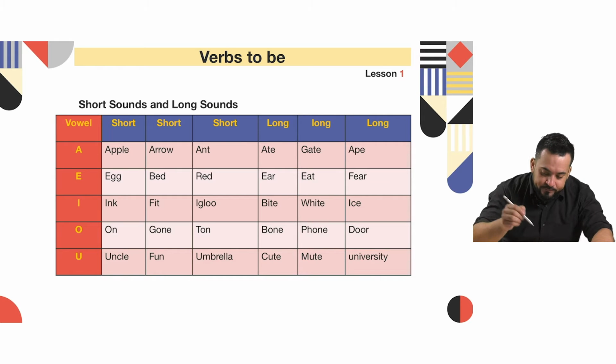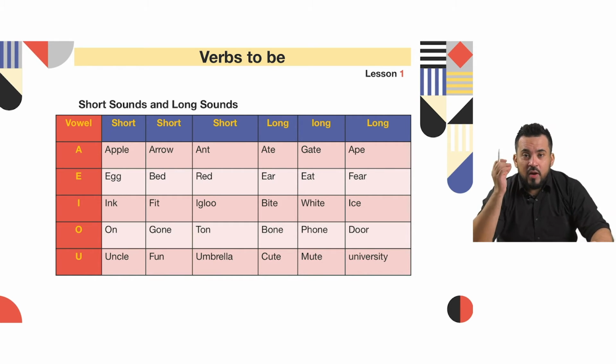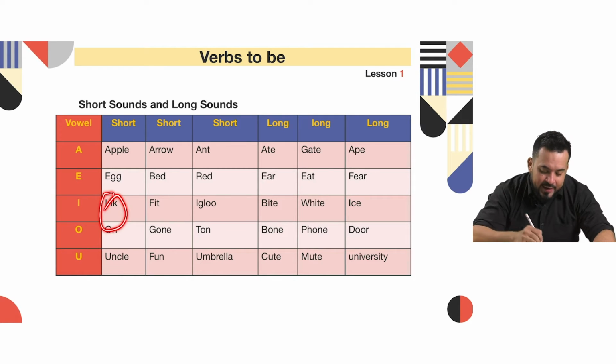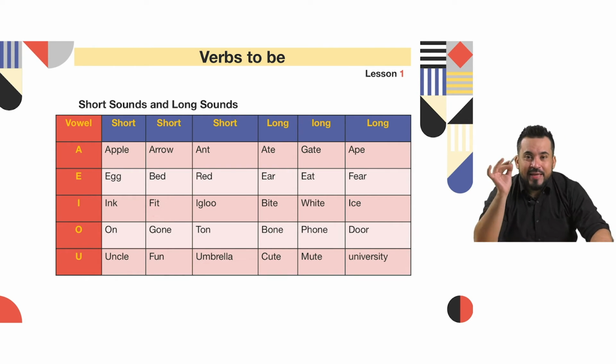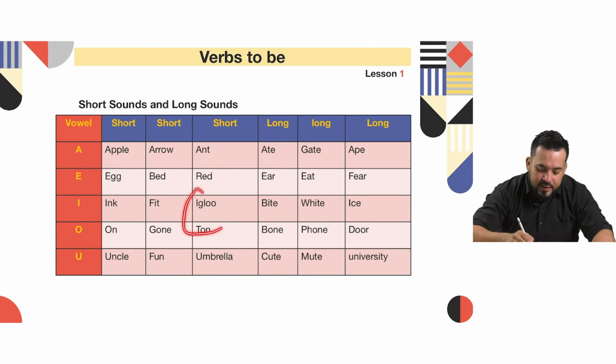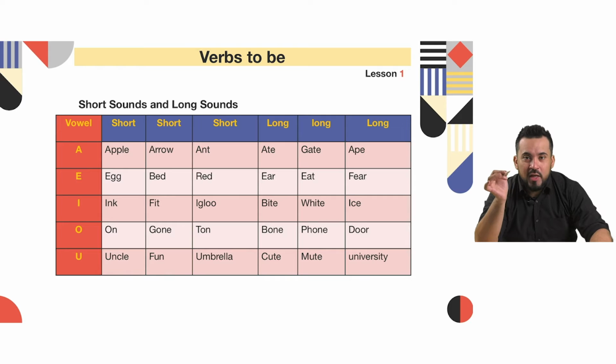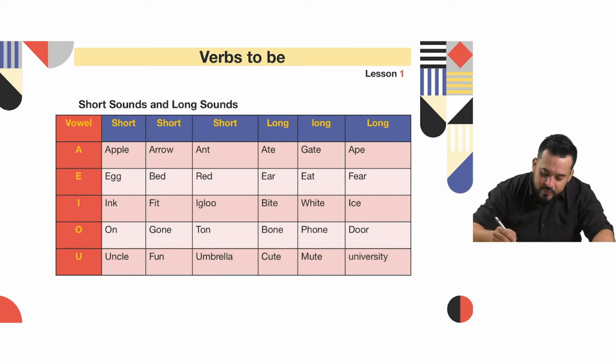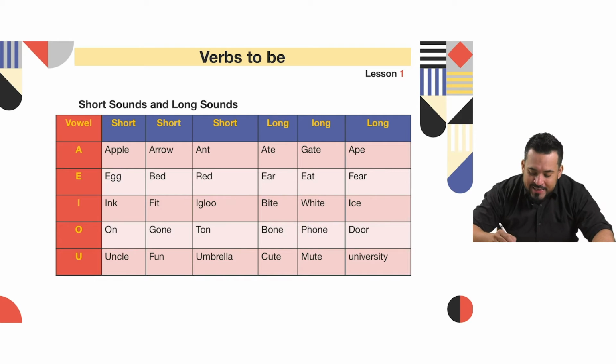The letter I, short vowel is ih. Not eye, ih. And the long vowel for the letter I is eye, the letter I itself. Let's take a look at some words. Ink. Fit. Igloo. Let's take a look at the long vowel. I: bite, white, ice.